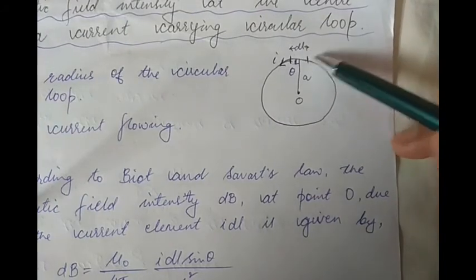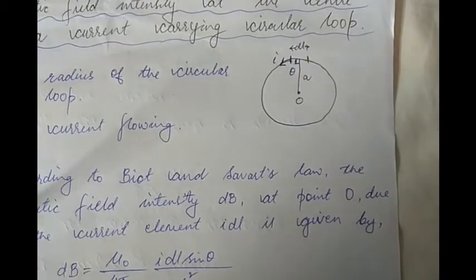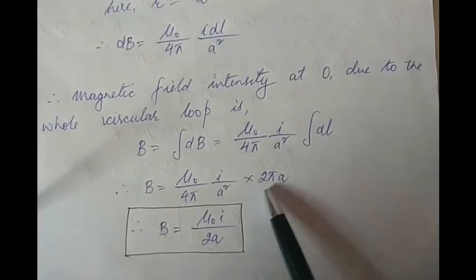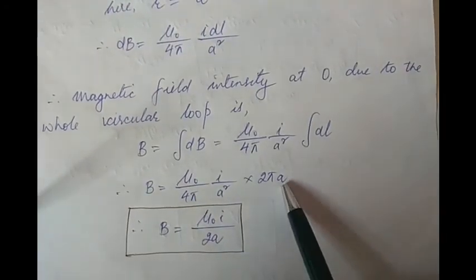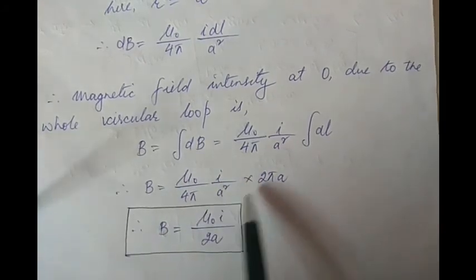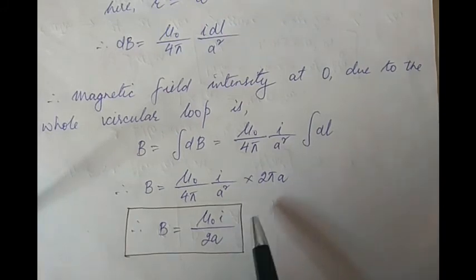Now when we add up these small dls everywhere, what we are eventually getting is the circumference of the circle. The circumference of the circle is given by 2 pi a, 2 pi into the radius of the circular loop. So B comes out to be mu naught by 4 pi I upon a squared into 2 pi a. After simplifying, we get B is mu naught I by 2a. Therefore this happens to be the magnetic field intensity at the center of a current carrying circular loop.